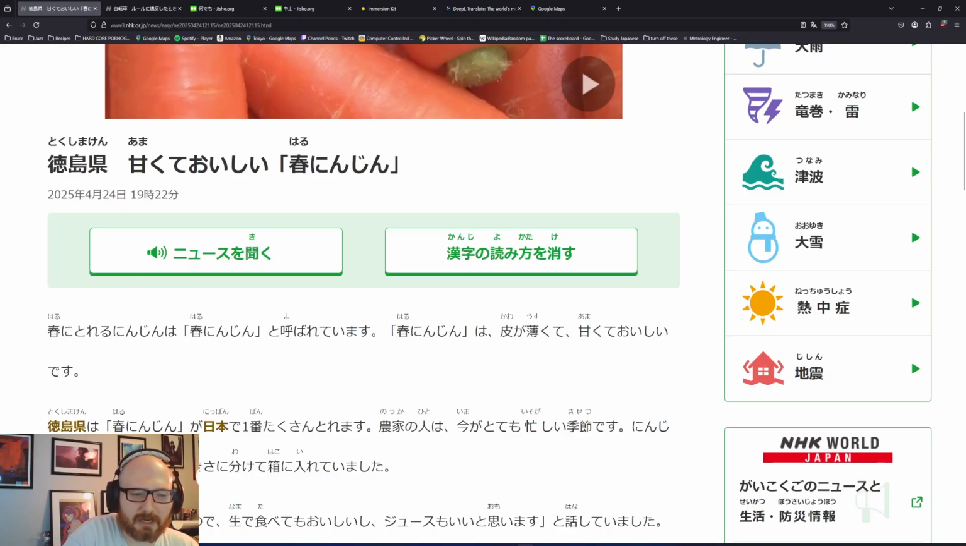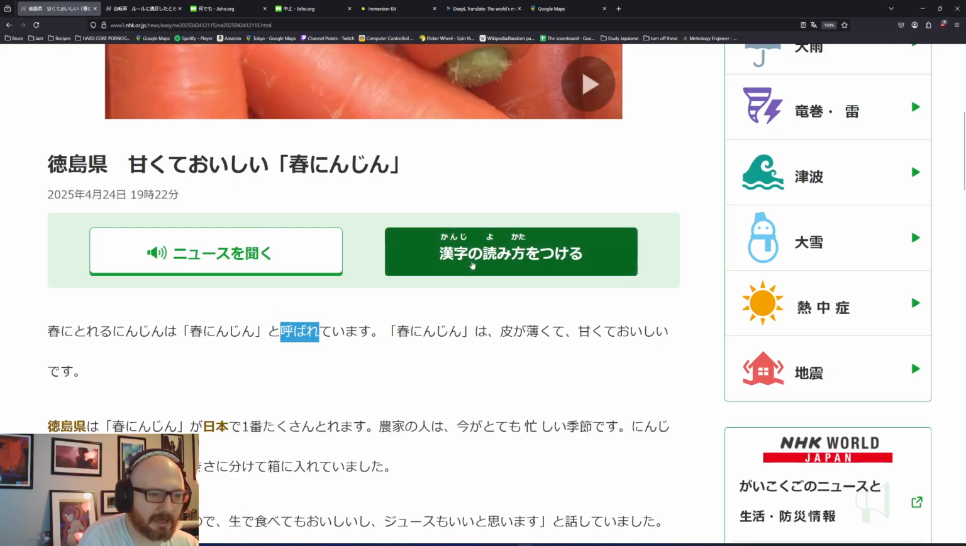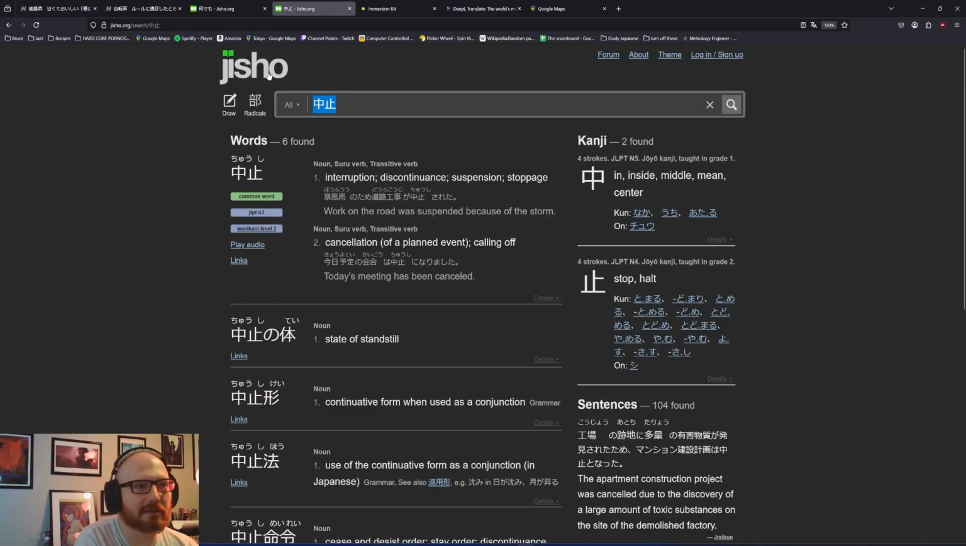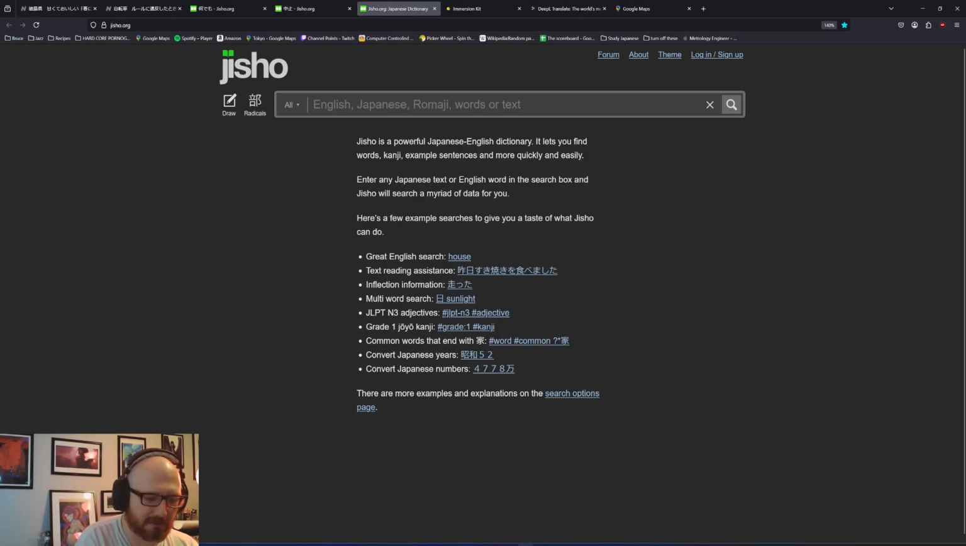Summer picked carrots. As for summer picked carrots, summer. Spring picked carrots. Spring carrots. Call yo. What is this yo here? Yobarete-masu. I'm forgetting you. Yobareru? Sure, let's throw it in there. I know we've seen this one, but it is not coming to my brain.